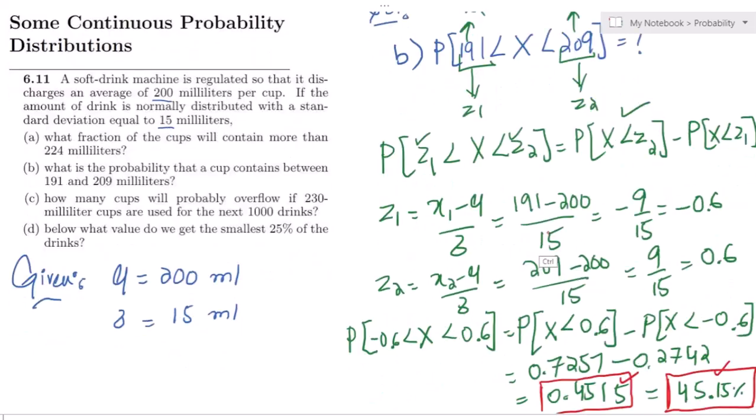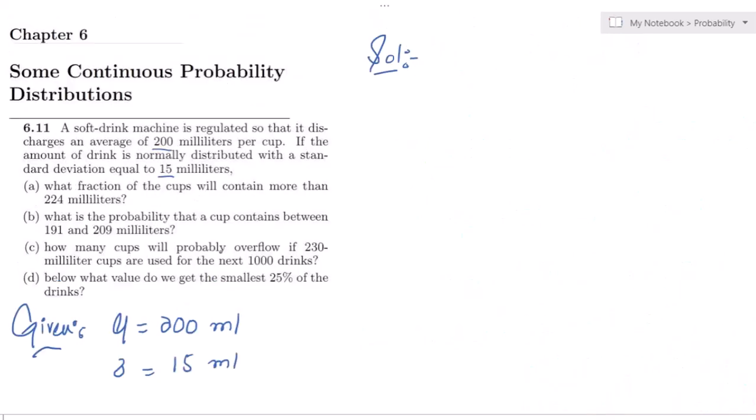Let me remove it. In part C, how many cups will probably overflow if 230 milliliter cups are used for the next 1000 drinks? Okay, it means the probability that x is greater than 230 milliliters, this is the threshold amount, and the amount which exceeds it is basically the overflown amount.